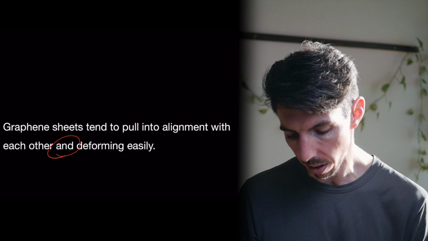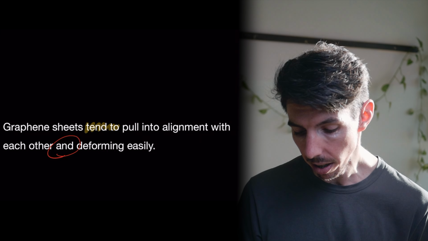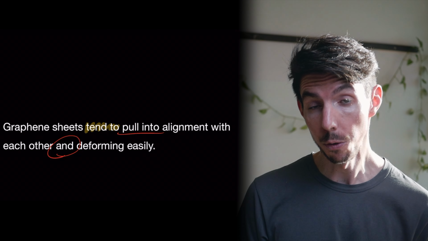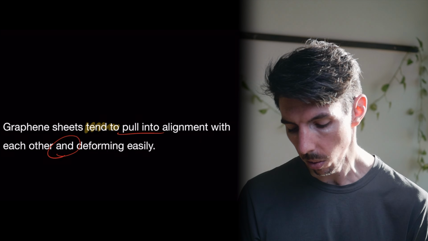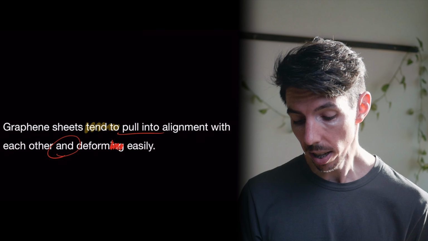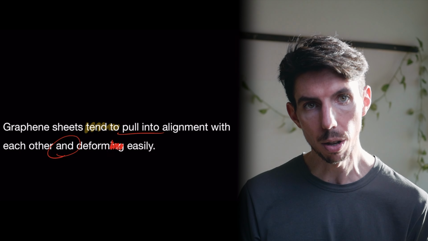What's the verb here? It's the verb phrase. They tend to. So what do they tend to do? Well, they tend to pull. So that's the infinitive form of the verb, to pull. They tend to do that. And they tend to deform, easily deform. So the graphene sheets tend to pull into alignment with each other and to deform easily, or just deform easily.